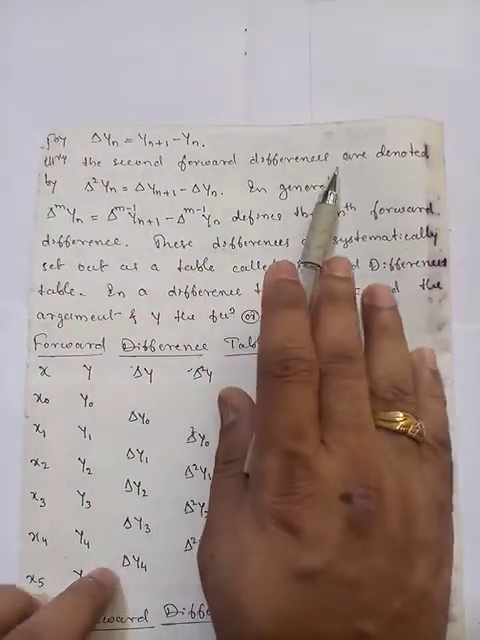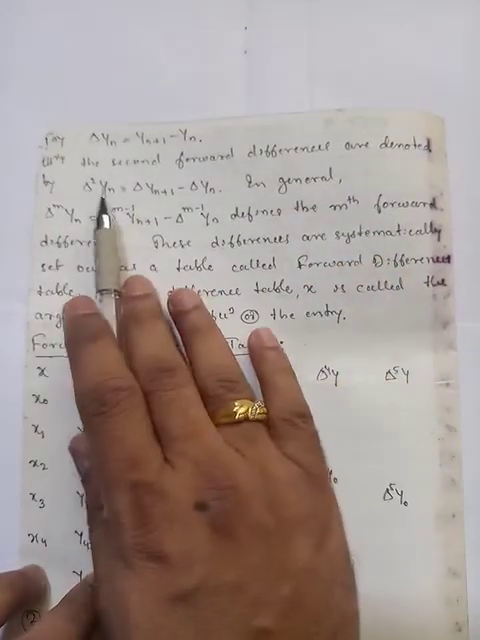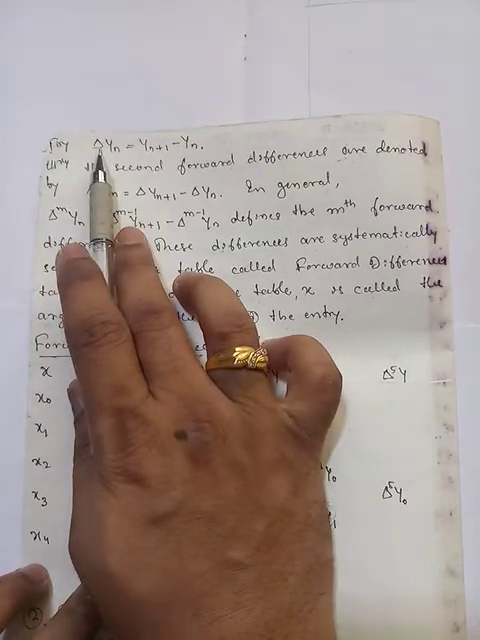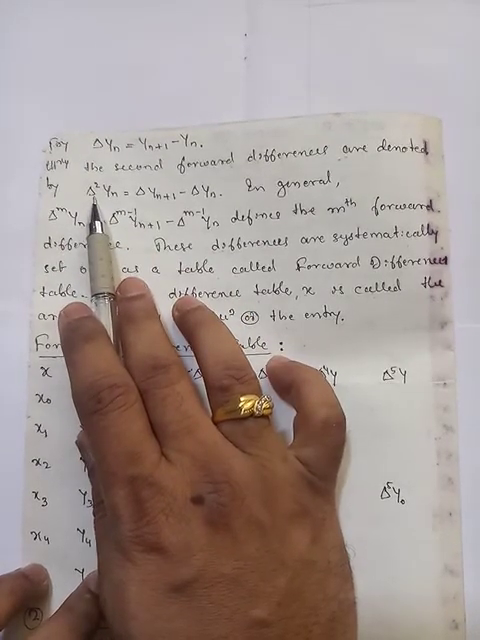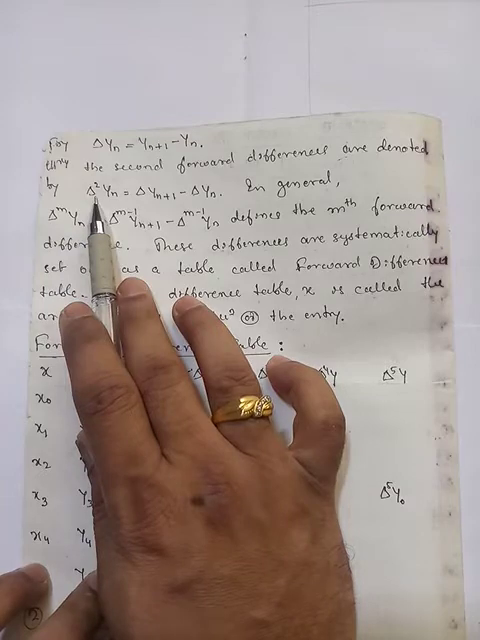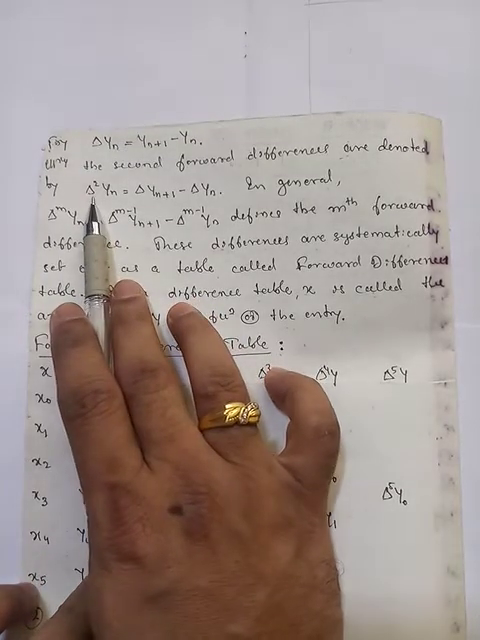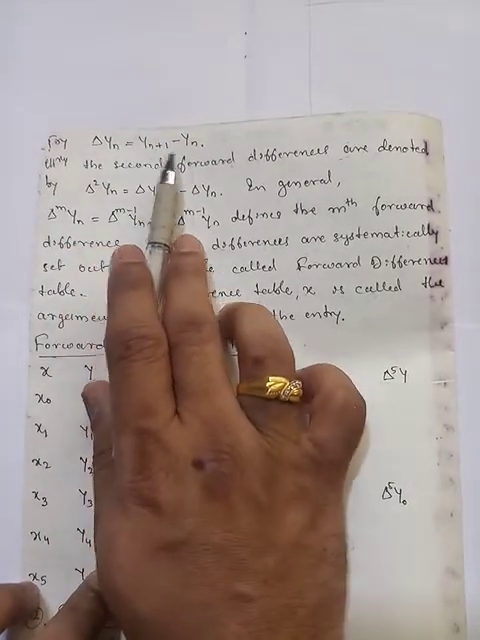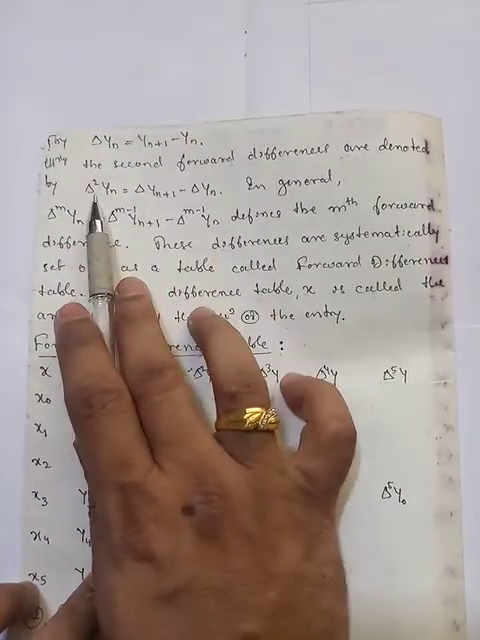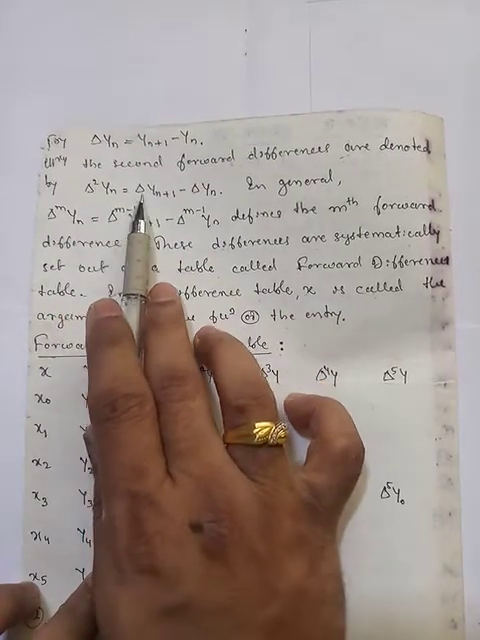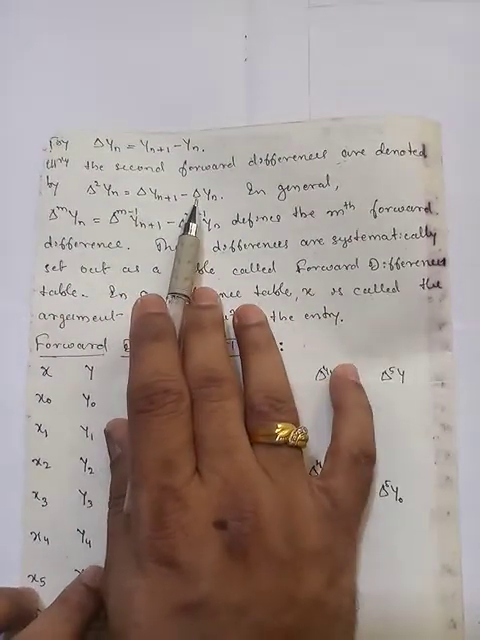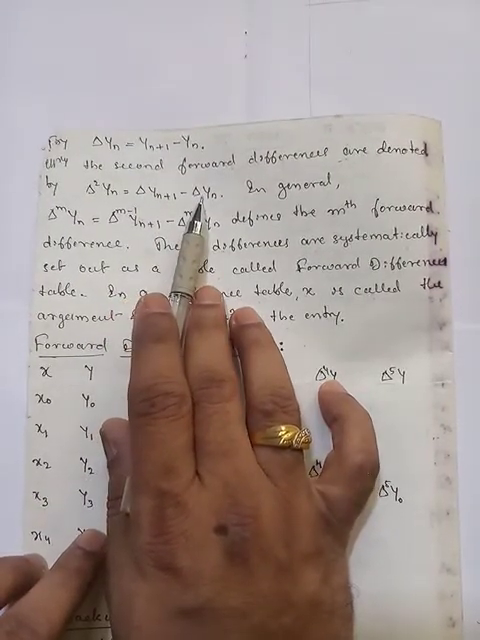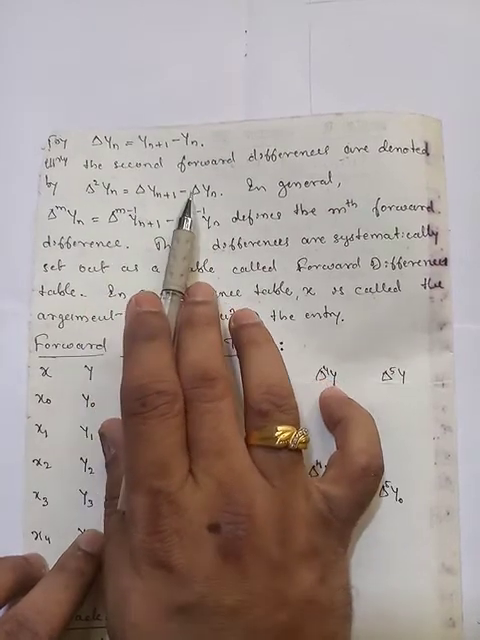Similarly, the second forward differences are denoted by delta square yn. If there is a square for the delta, these are called second forward differences. Remember that. The first forward differences are in terms of values of y, while the second forward differences are in terms of first forward differences: delta yn plus 1 minus delta yn.